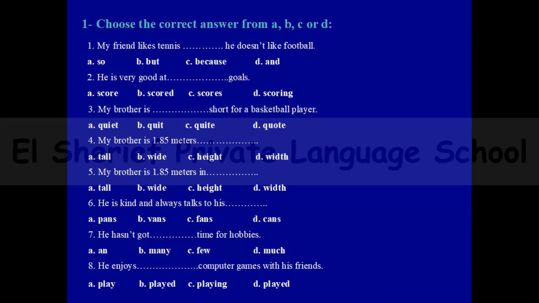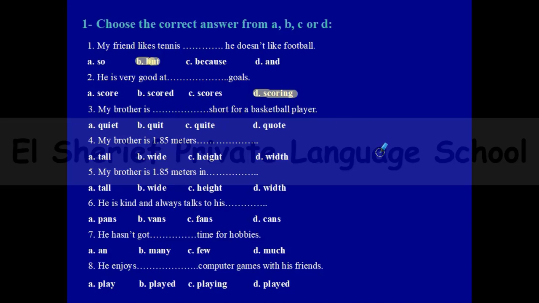Choose the right answer from A, B, C, or D. Number 1, my friend likes tennis, space, he doesn't like football. So, but, because, or, and. Of course, this is the opposite meaning, so we can say that the right answer is "but". Yes, great. Number 2, he's very good at space goals. So after "good at", what can we write here? Score or scored, scores or scoring. So the right answer is scoring.